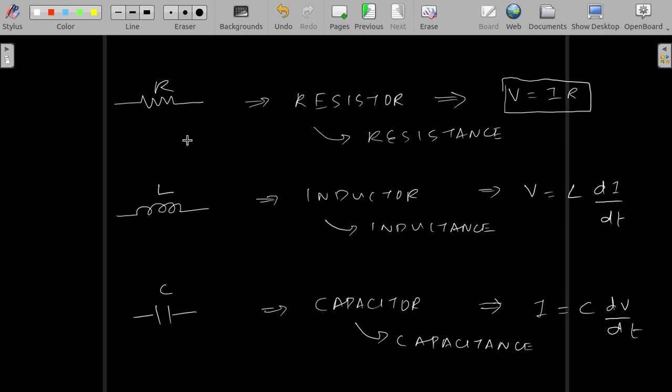So keeping up with the notation of voltage and current in the passive sign convention that we discussed earlier, how will we denote the current and voltage here? If the current I enters through here, the voltage will be like this. Again, if the current I enters through here, the voltage will be like this. Again, if the current I enters through here, the voltage will be like this.